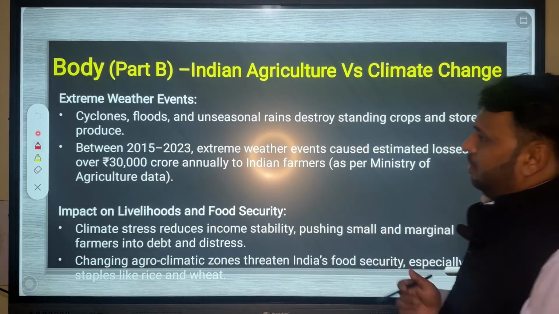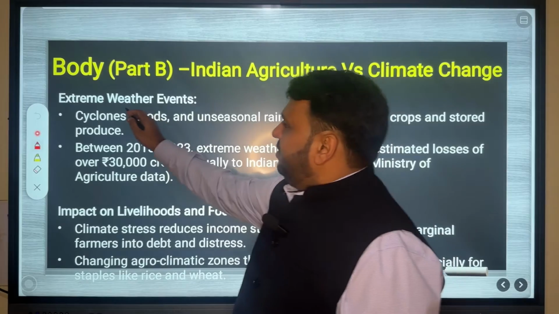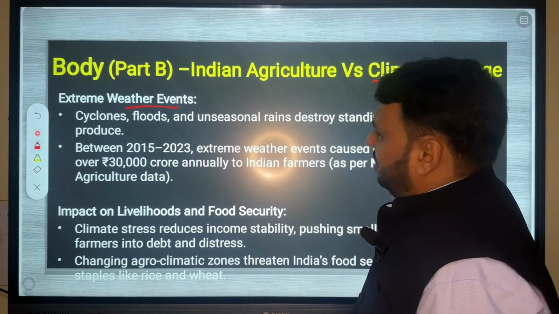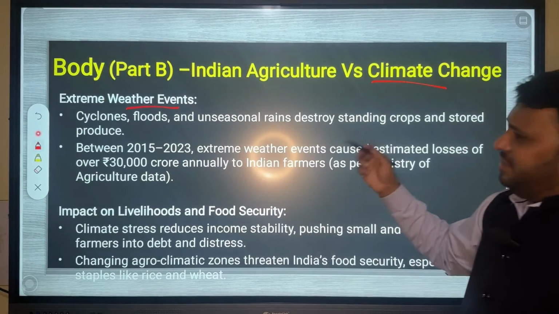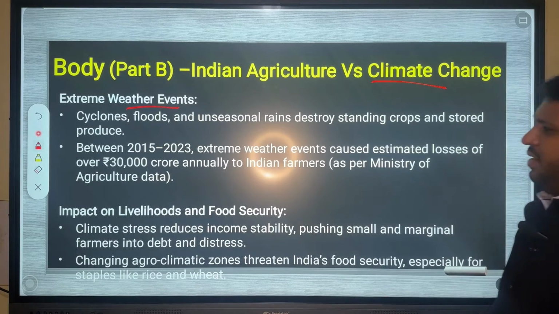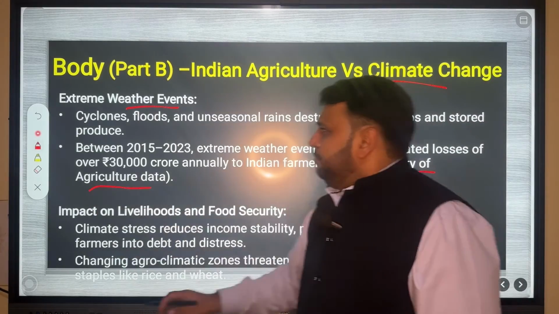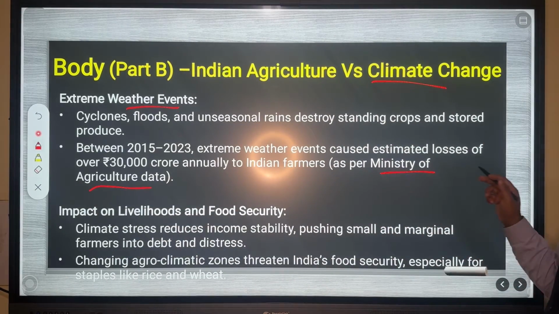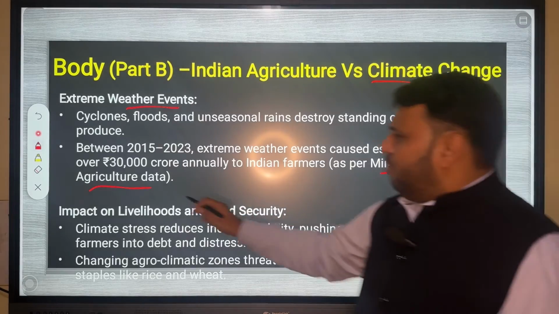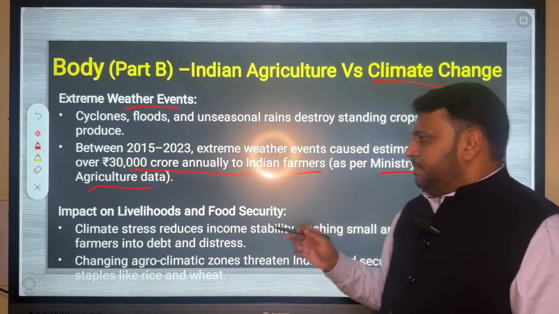So, okay, the extreme weather events. With respect to climate change, cyclones, floods, and seasonal rains are again an issue. For example, between 2015 and 2023, as per a recent study of Ministry of Agriculture data, extreme weather events have caused an estimated loss of over 30,000 crore annually to Indian farmers. That is a very massive loss.